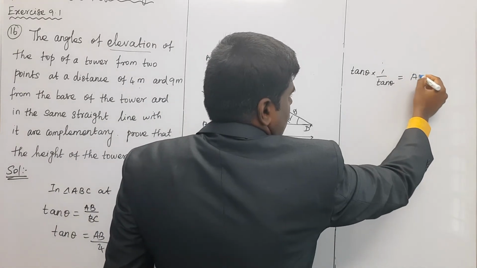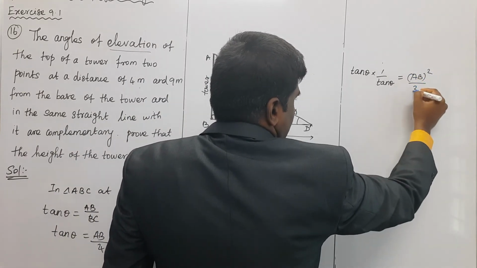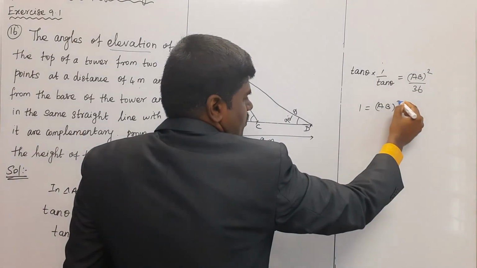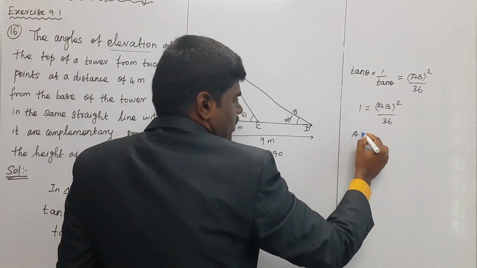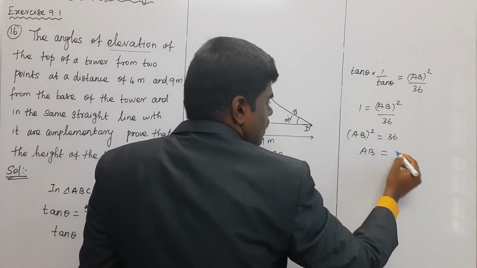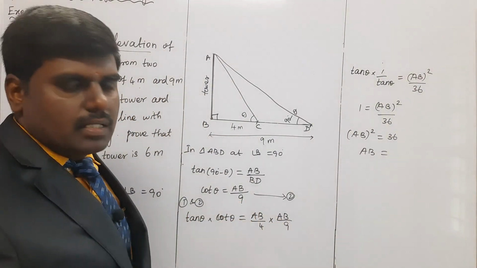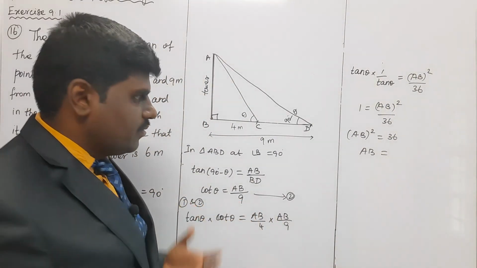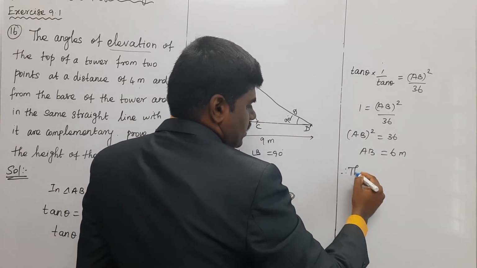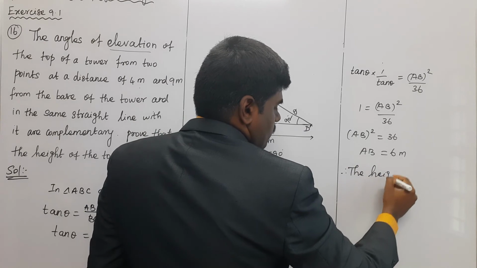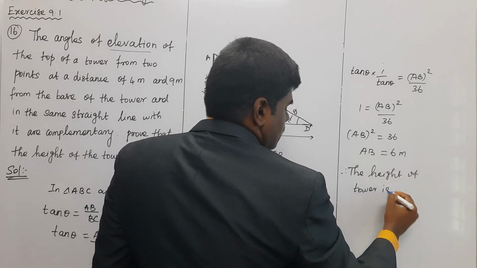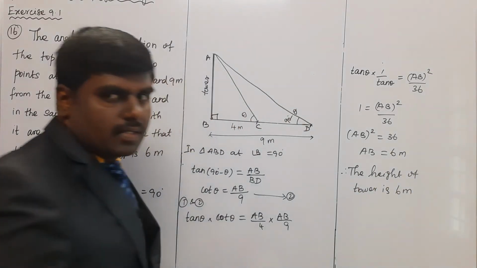So you cancel, and the remaining 1 is equal to AB squared by 36. Simplifying, AB squared is equal to 36. So AB is equal to plus or minus 6, but a height cannot be negative, so I choose the value 6 meters. Therefore, the conclusion: the height of the tower is 6 meters.